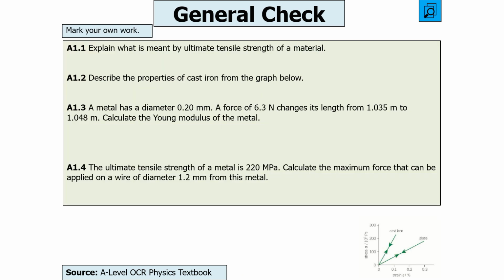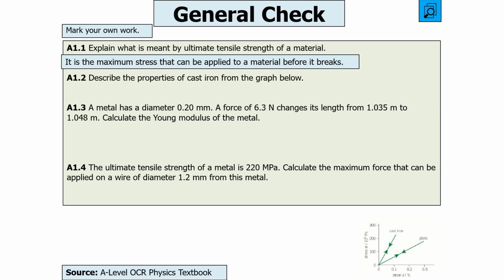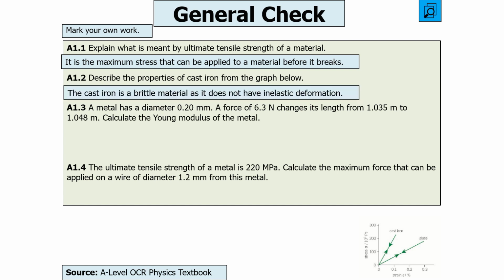Right, so you've got to know the definition of ultimate tensile stress. It's the maximum stress, or the maximum force, that can be applied to a material before it breaks. So I'll go with the maximum stress there. Now, describe the properties of cast iron from the graph below. Well, we can see that it doesn't have any inelastic deformation, so therefore it must be a brittle material. That's the definition of a brittle material: only elastic deformation and very little inelastic deformation.